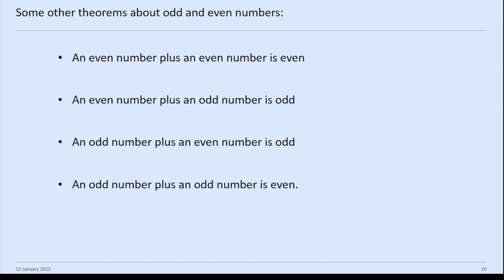So here are some other theorems about odd and even numbers. I mean, these may come naturally to you. An even number plus an even number is always even. An even number plus an odd number is always odd. An odd number plus an even number is odd. That's very similar to the second one, it's just reversed. An odd number plus an odd number is even.